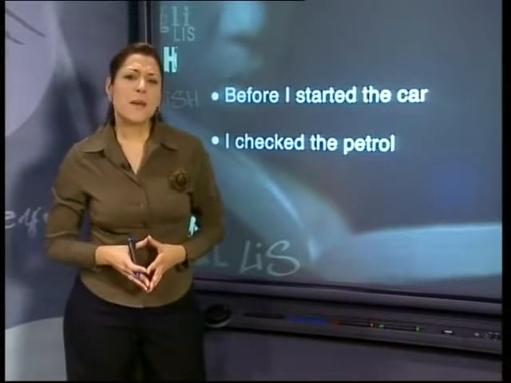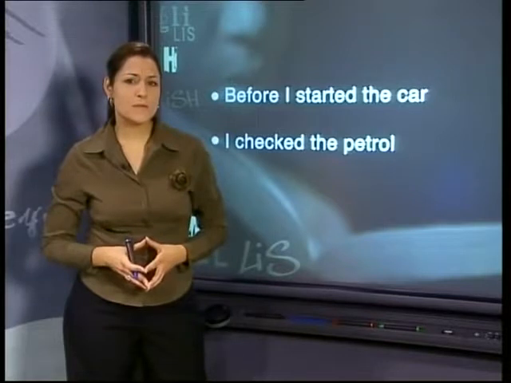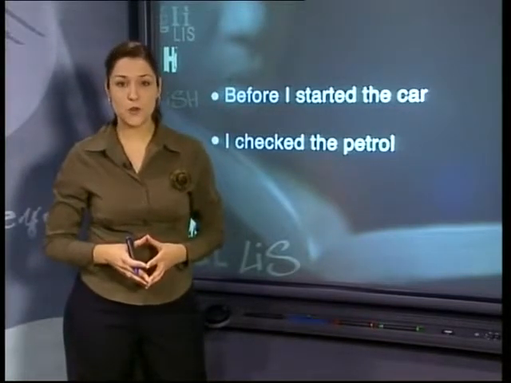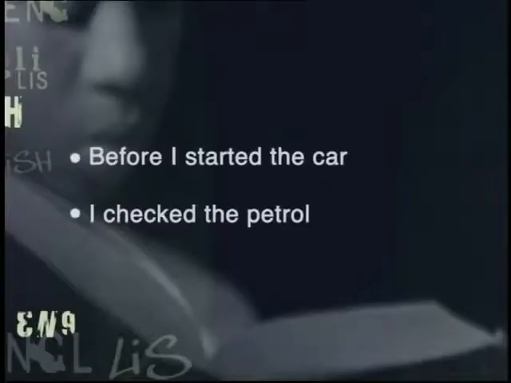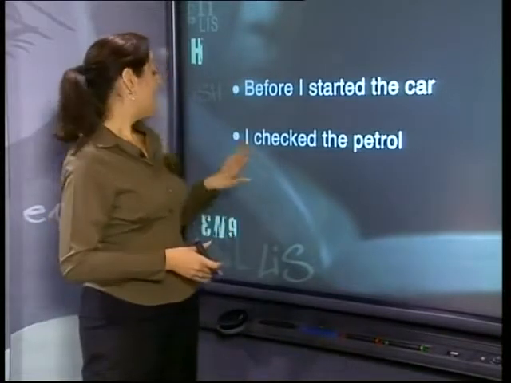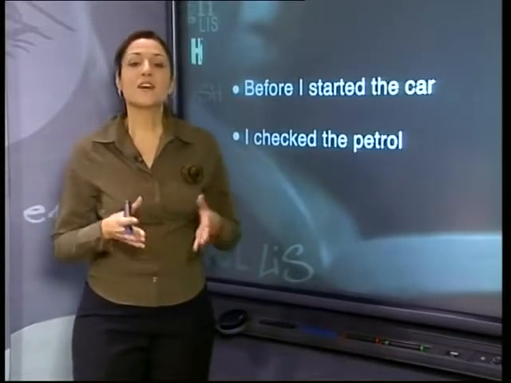I think we've got our minds around how to spot clauses, so let's move on. We are going to look at the different types of clauses that you get. Let's look at this sentence again. Can you see that one clause makes sense on its own, but not the other? Just reading, before I started the car, makes you think, hey, something is missing, isn't it? But I checked the petrol sounds fine on its own. That's because it's the main clause.